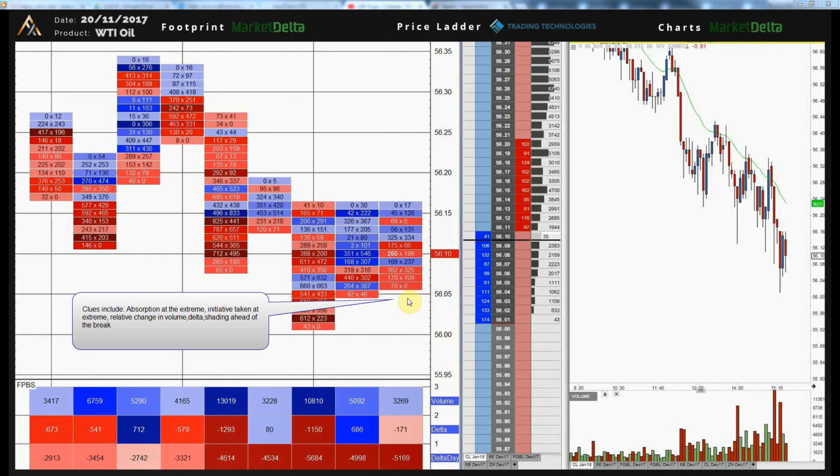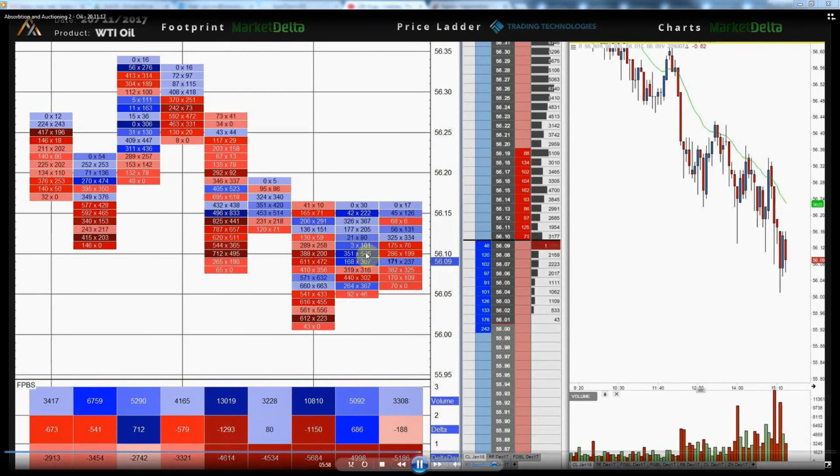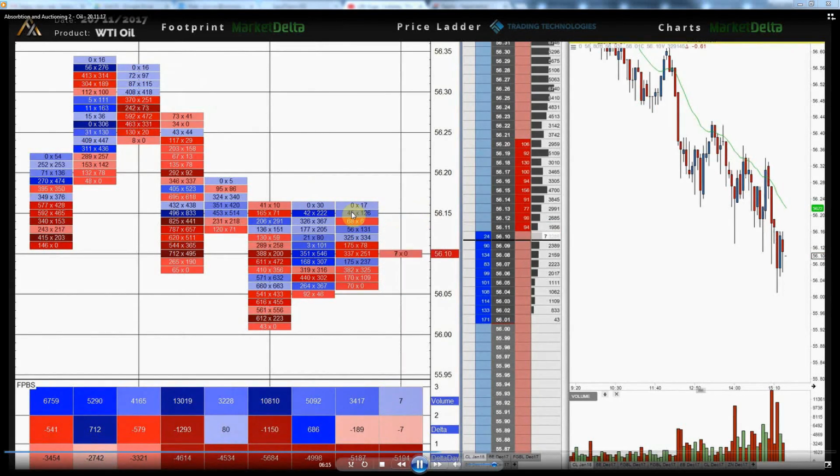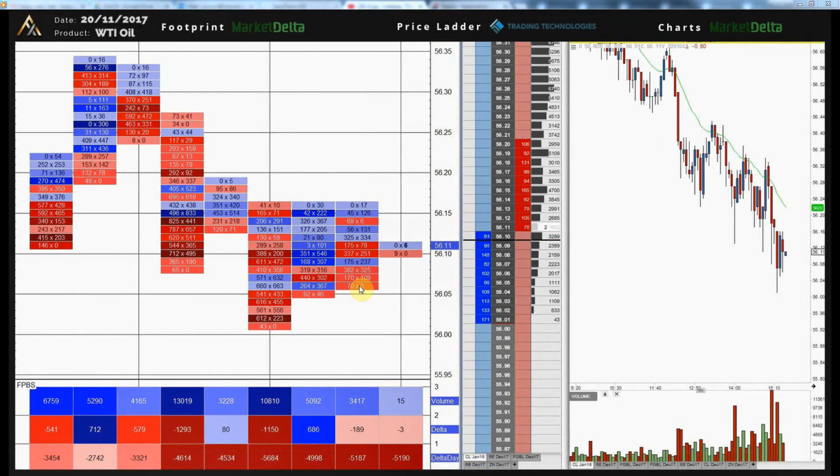Now, keep in mind, one of those clues could be the break on either side of this, i.e. suddenly we see initiative above 16s or we see initiative below 06s. Equally, we could be looking for some seriously aggressive absorption on the extreme. So instead of the sellers taking all the buying at the high, we suddenly start to see the buyers absorbing at the high, and vice versa, sellers absorbing at the low. That could be a second potential clue. A third potential clue could be a sudden shift in the price dynamics. Those are the kinds of clues we're looking out for.